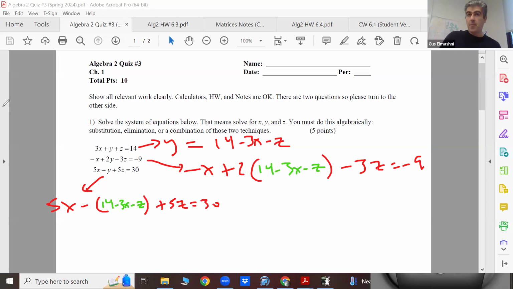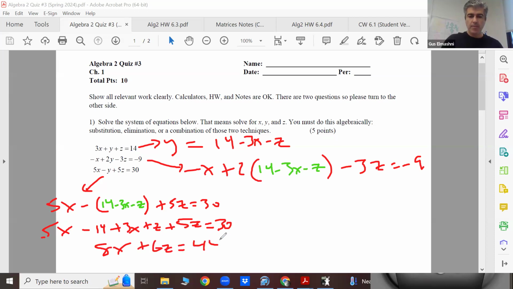What should I do next, guys? Clean it up, right? 5x. What happens when I distribute the minus? What do I get? Negative. Keep going. Plus 3x plus z. Very easy, guys. Yes, can careless mistakes happen? Totally. Not a problem. If you do, don't worry, you'll get most of the credit because at least I'm seeing you doing the process. You get 8x plus 6z equals 44.